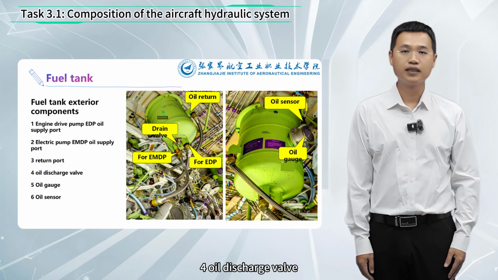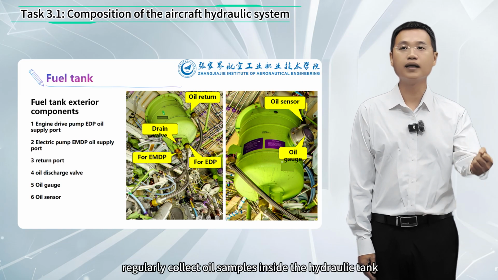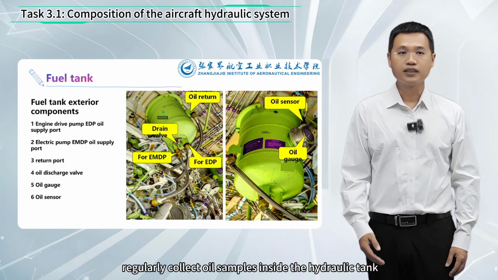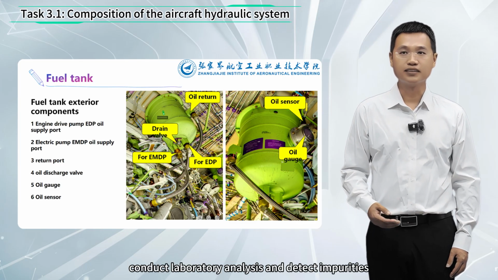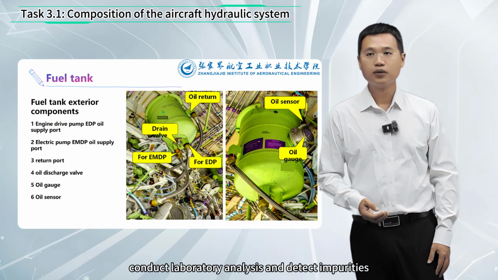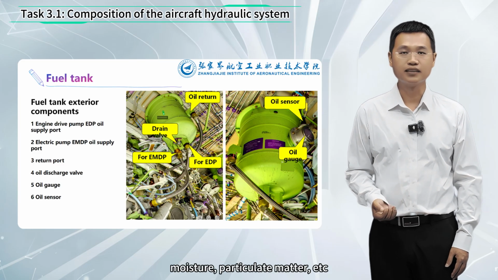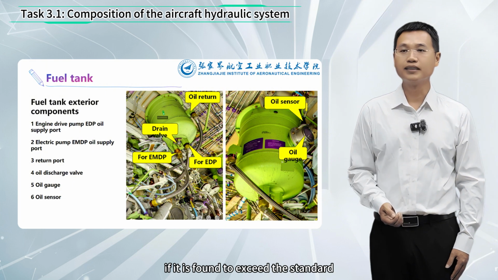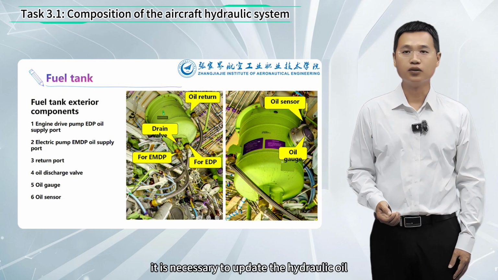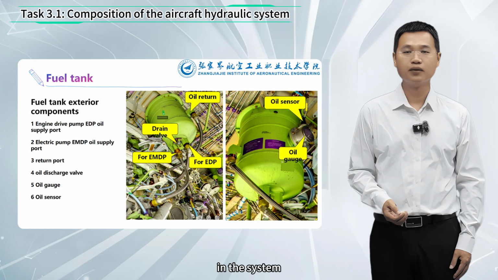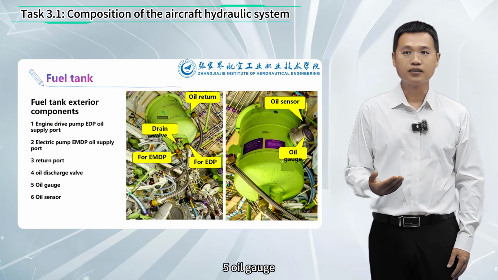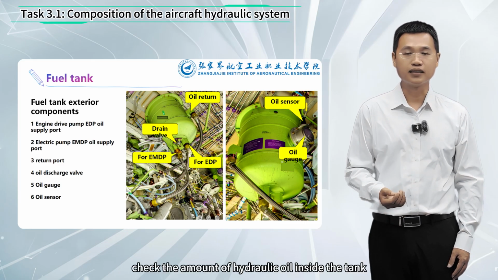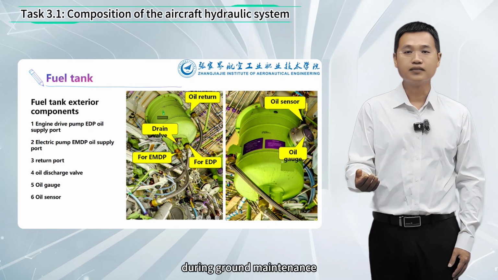4. Oil discharge valve. Drain the oil tank. Regularly collect oil samples inside the hydraulic tank. Conduct laboratory analysis and detect impurities, moisture, particulate matter, etc. inside the oil tank. If it is found to exceed the standard, it is necessary to update the hydraulic oil in the system. 5. Oil gauge. Check the amount of hydraulic oil inside the tank during ground maintenance.